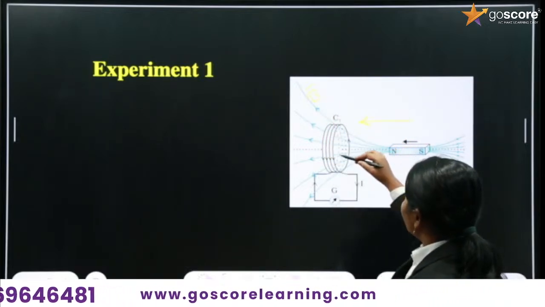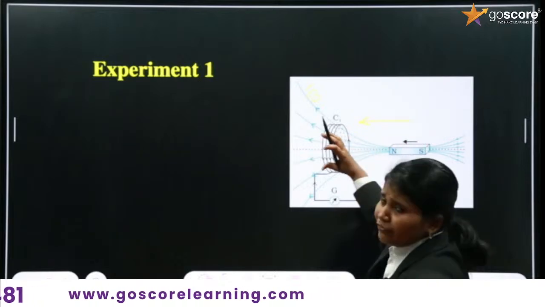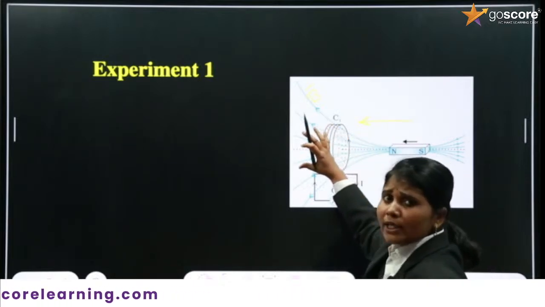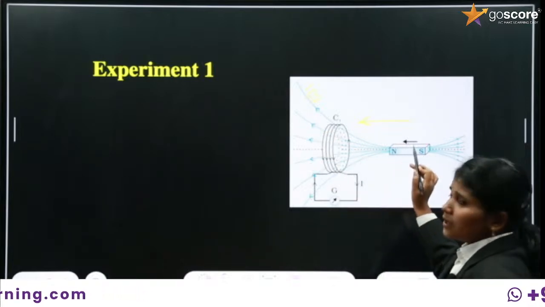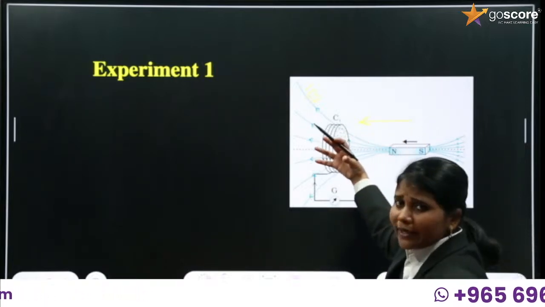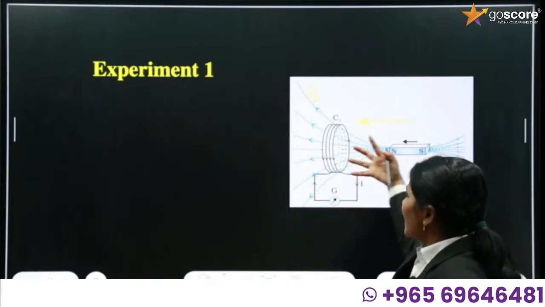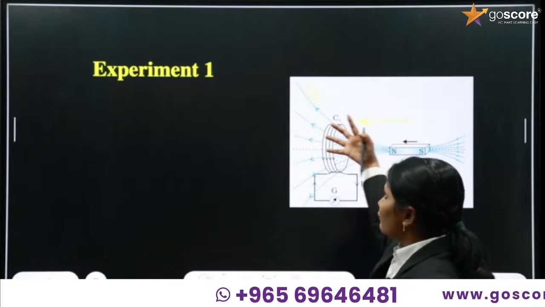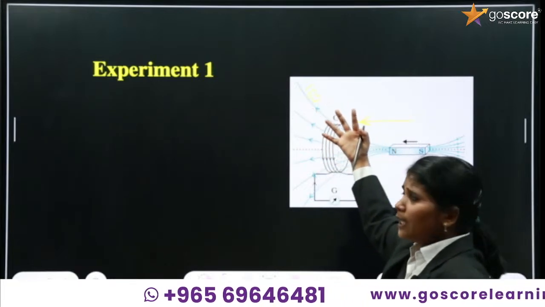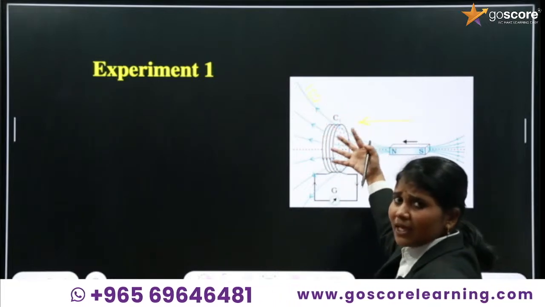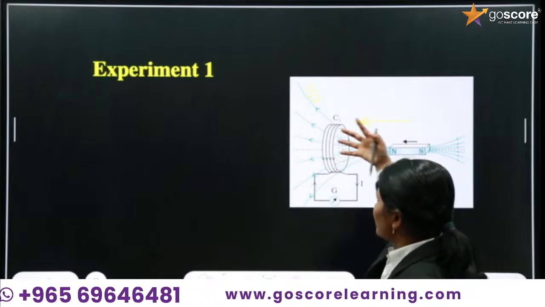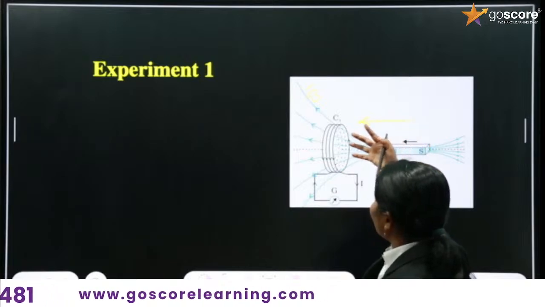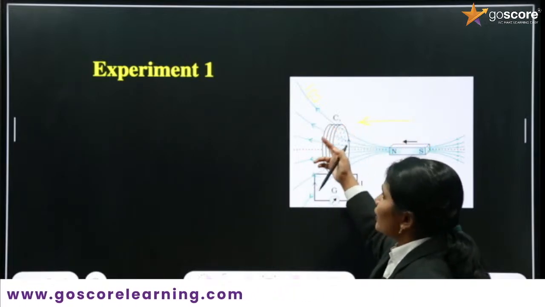Then what is happening here? Maximum magnetic field lines, or magnetic flux, pass through the coil. As the magnet moves towards the coil, more magnetic field lines pass through the coil. Then what is happening? The flux is increasing. When the flux is increasing, the magnetic field lines cut the coil.